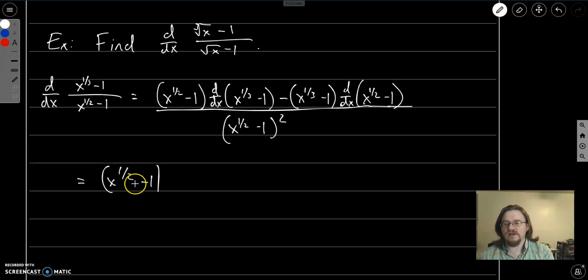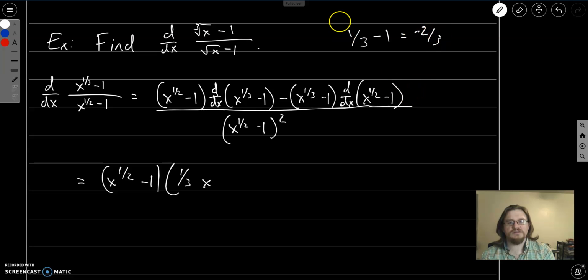You've still got 1 over x squared minus, the square root of x minus 1 times the derivative of this guy. So the derivative of x to the 1/3 power is going to be 1/3 times x to the 1/3 minus 1. So that's going to be what, negative 2/3? Some scratch work off to the side. Minus the derivative of 1. And the derivative of 1 is just 0.